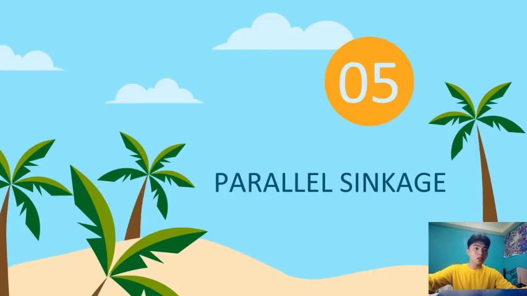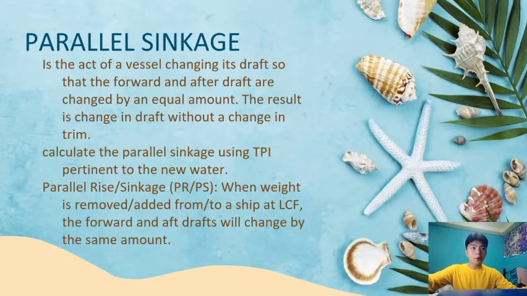The parallel sinkage, which is the fifth and the last. Parallel sinkage is the act of the vessel changing its draft, so the forward and after drafts are changed by an equal amount. The result is a change in draft without any change in trim. Calculate the parallel sinkage using TPI pertinent to the new water. Parallel rise or sinkage, PR or PS: when a weight is removed from or added to a ship at the LCF, the forward and aft draft will change by the same amount.